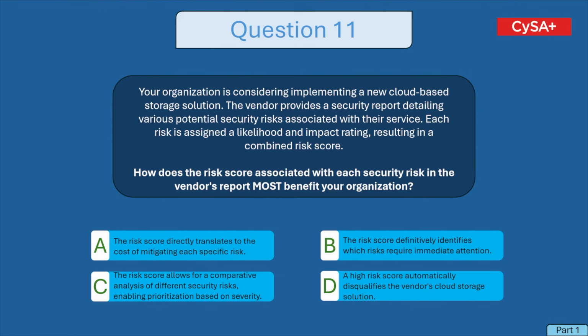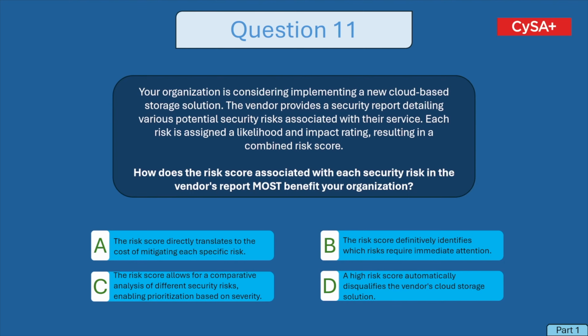Question 11. Your organization is considering implementing a new cloud-based storage solution. The vendor provides a security report detailing various potential security risks associated with their service. Each risk is assigned a likelihood and impact rating, resulting in a combined risk score. How does the risk score associated with each security risk in the vendor's report most benefit your organization?